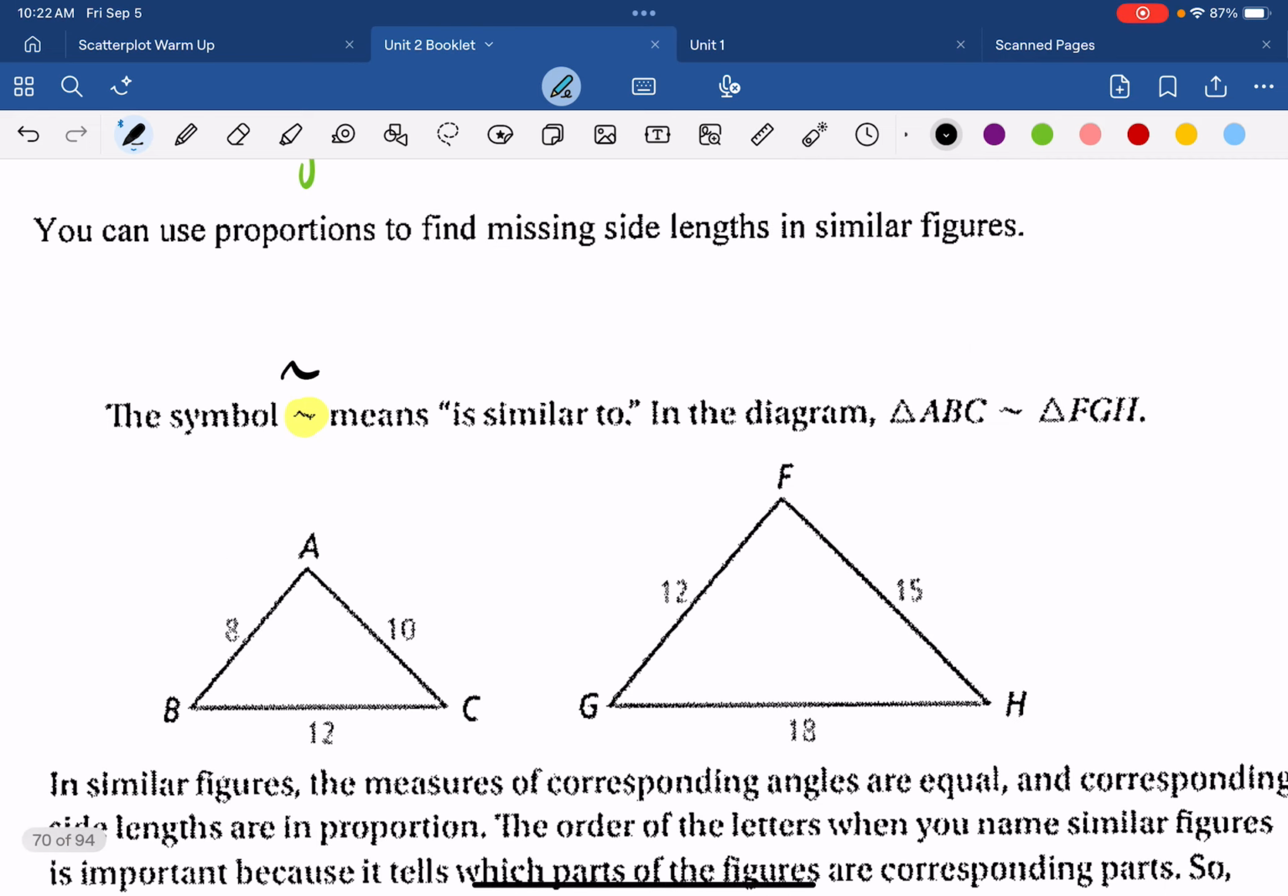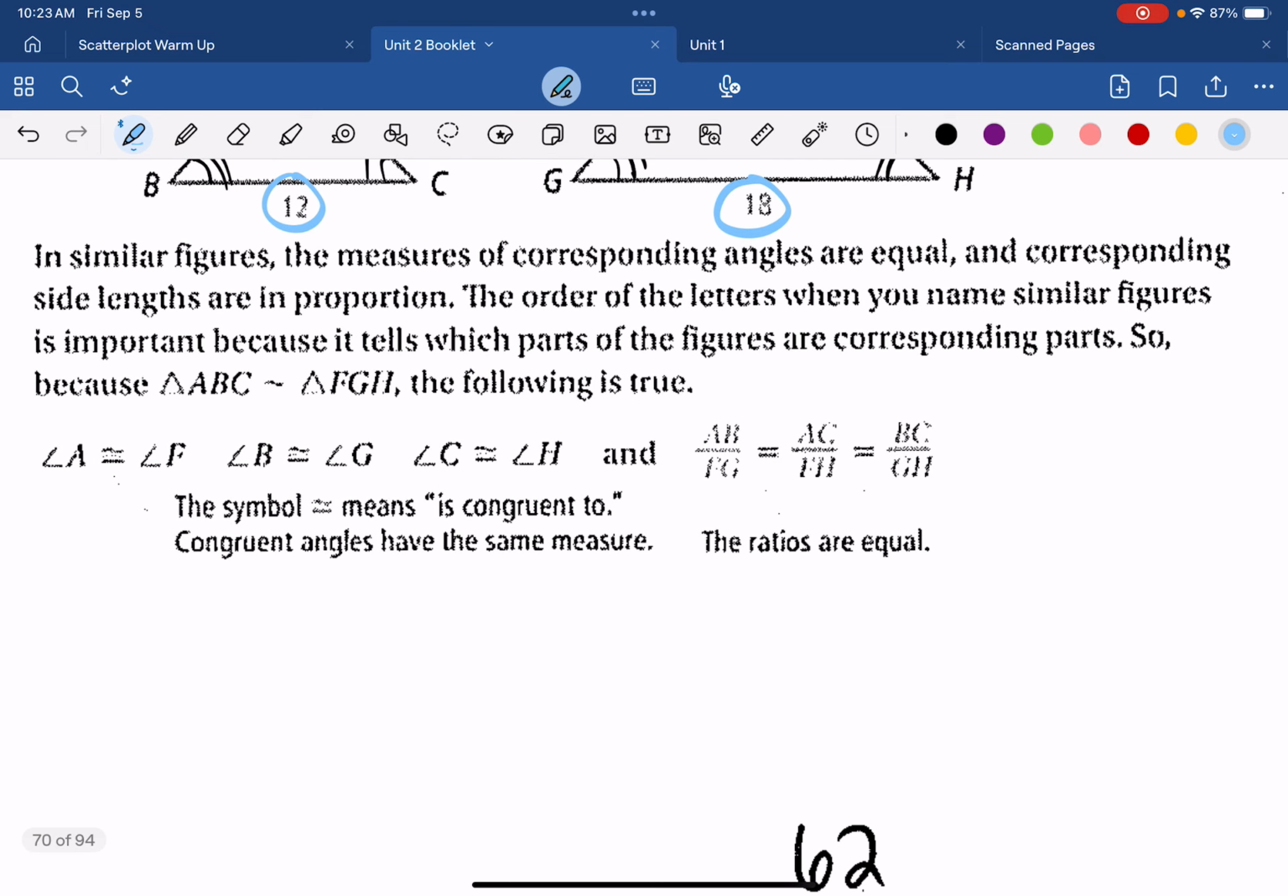If you notice, these two shapes are not identical. They don't have the same side lengths. However, they're similar, which means their angles are the same. All these angles are the same. But their side lengths aren't the same, but they're proportional. So 8 is proportional to 12. 10 is proportional to 15. 12 is proportional to 18. Okay, there's a relationship.